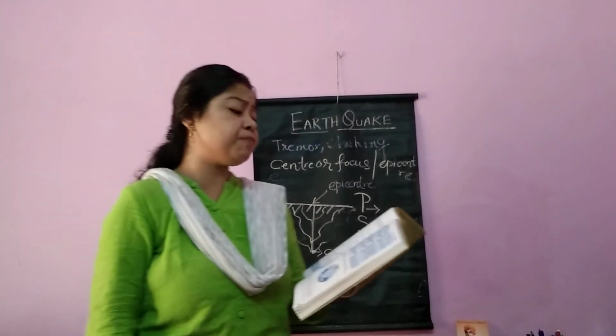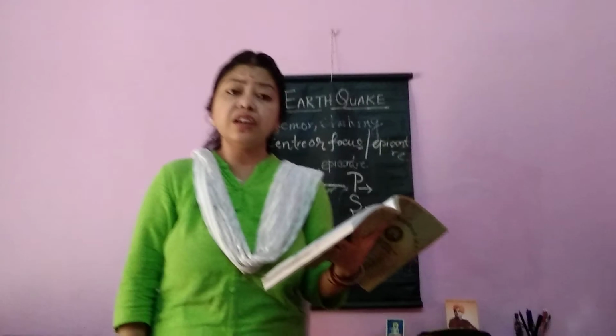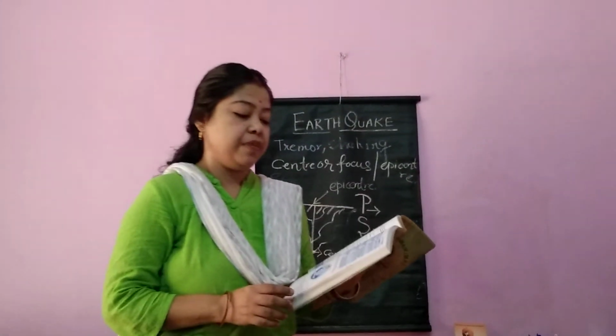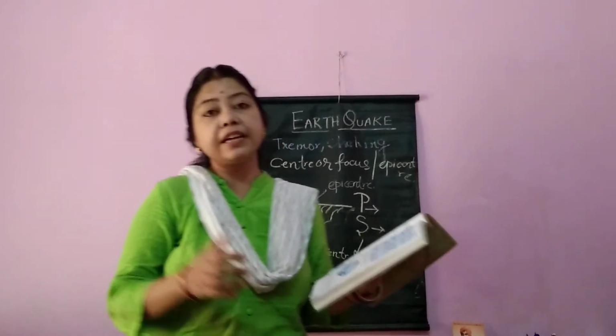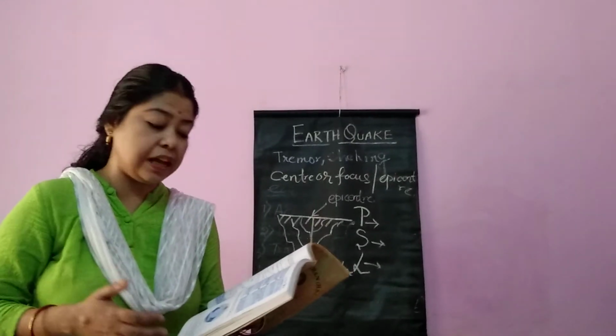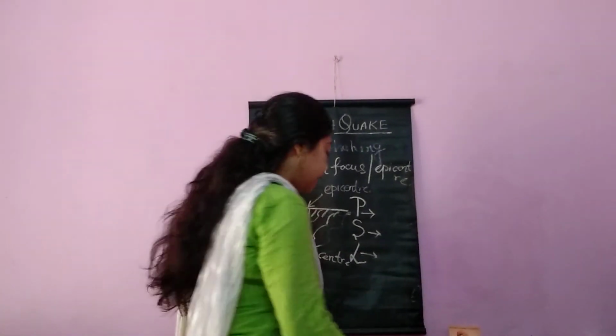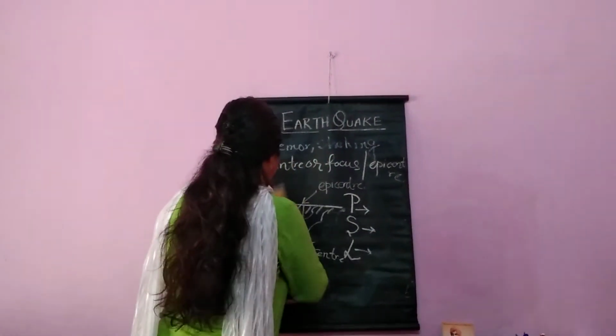The other name of primary wave is sudden jerk or push wave. Secondary wave is called shaking wave. And for long wave, you know that L wave or love wave. These are the other names. Clear up to this? The next part is the shadow zone.